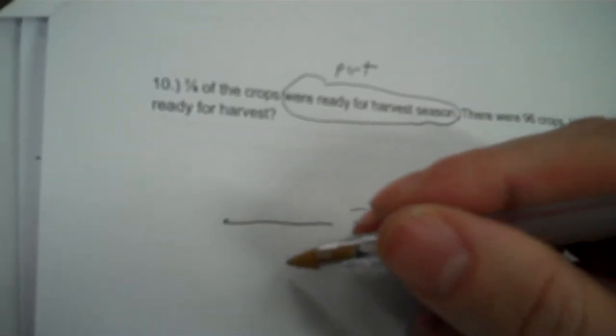Okay, fractions and percents. These are a little bit harder when put into these, I'm not going to lie. 7/8 of the crops were ready for harvest season. There were 96 crops. How many of them are ready for harvest? Now don't put 100%. It's a fraction, so 7/8.